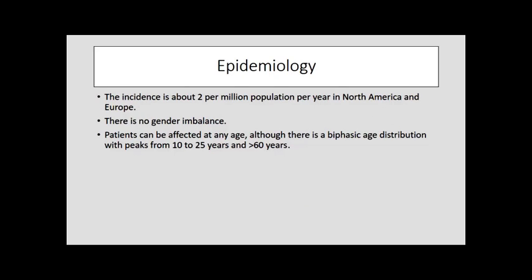This is not a very common disease, not a very common condition. For example, about 2 million people per year in North America and Europe, in all of the developed world. There is no gender difference. Patients can be affected at any age, but normally there is a biphasic distribution, it tends to appear more commonly between the ages 10 to 25, then is not common at all, and then appears after the age of 60.